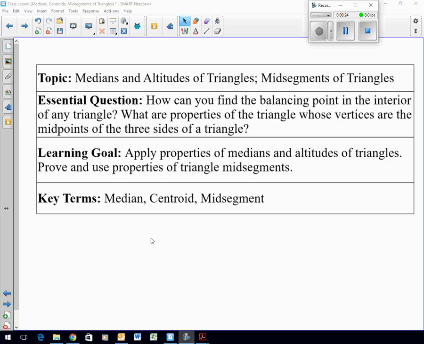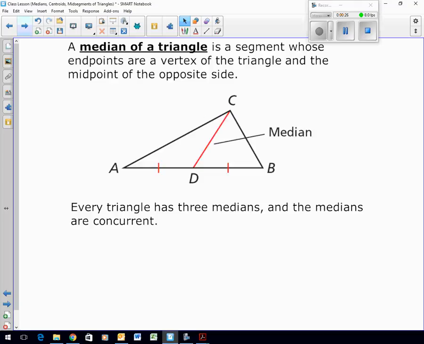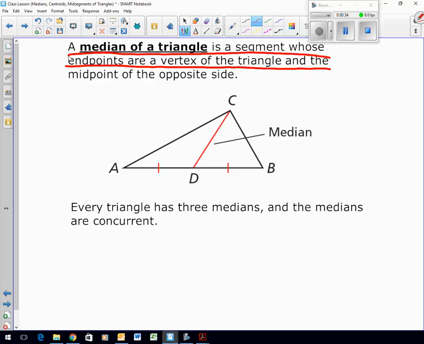Okay, first up, median of a triangle. A median is a segment whose endpoints are a vertex of the triangle and the midpoint of the opposite side. Every triangle has three medians, and the medians are concurrent. Write all that down. Don't worry so much about the diagram just yet.